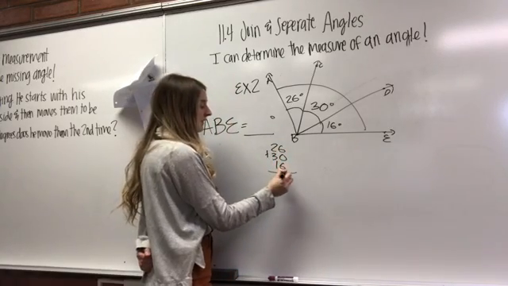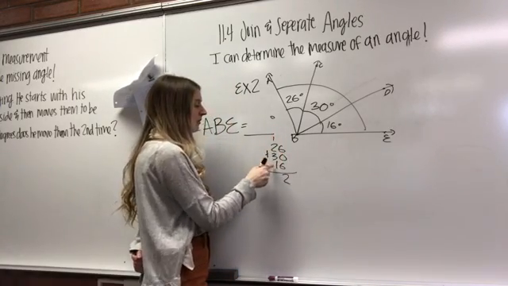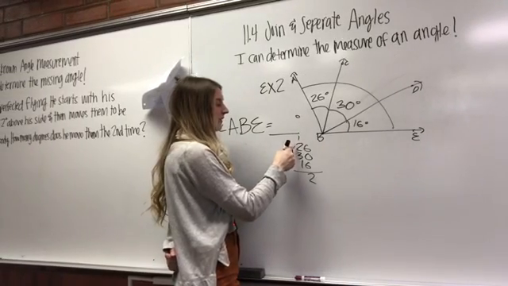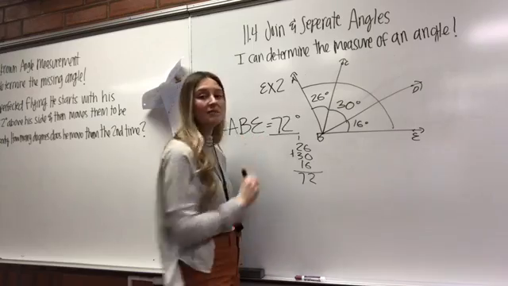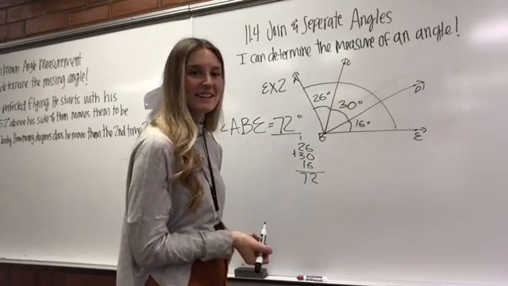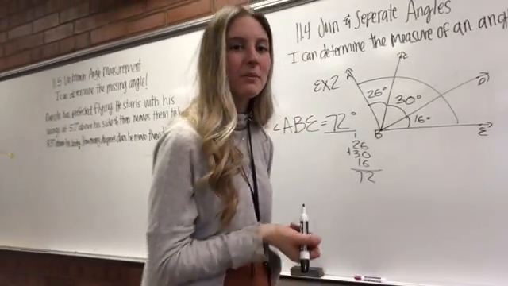What's 6 plus 6? 12. What's 1 plus 3? 4, plus 2 is 6, plus 1 is 7. So in total, all of these are 72 degrees. Awesome. Hope you can read that. I hope it's not too small.